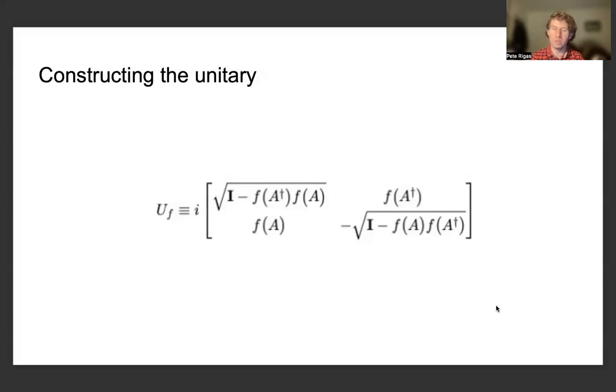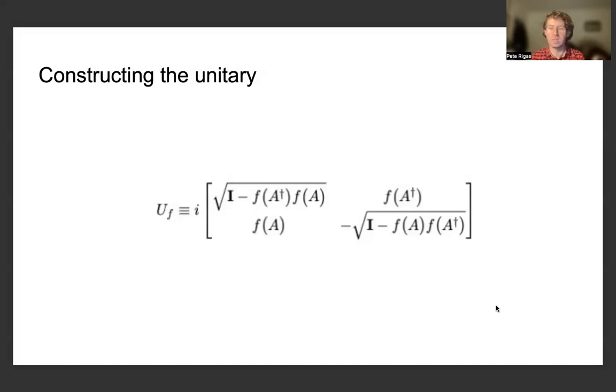And then for the other term of the matrix on the diagonal, it's minus the square root of I minus f of A times f of the Hermitian conjugate of the matrix, as well as the off-diagonal elements being f of A dagger and f of A.